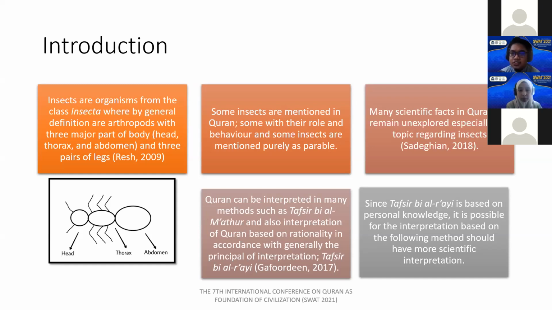Despite many Quranic studies having been done in the way of science, scientific facts in the Quran remain unexplored, especially in topics regarding insects. Also, there are very different kinds of methods in interpretation of Al-Quran, such as Tafsir bil-Ma'sur, which is interpretation based on other verses in the Quran or Hadith. And we also have Tafsir bil-Ra'yi, which is based on rationality. Since Tafsir bil-Ra'yi is based on rationality, which is the experience and knowledge of the exegetes, there is a possibility that Tafsir bil-Ra'yi will extract more scientific information about the interpretation of insects in the Quran.